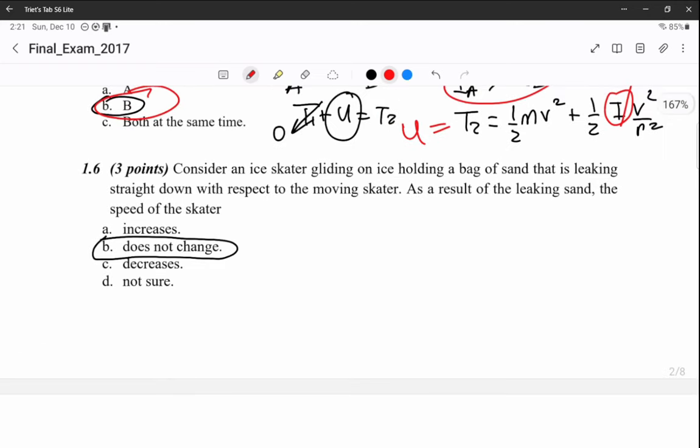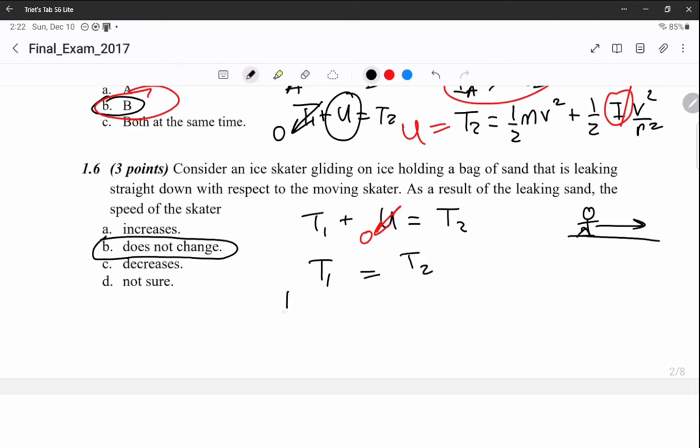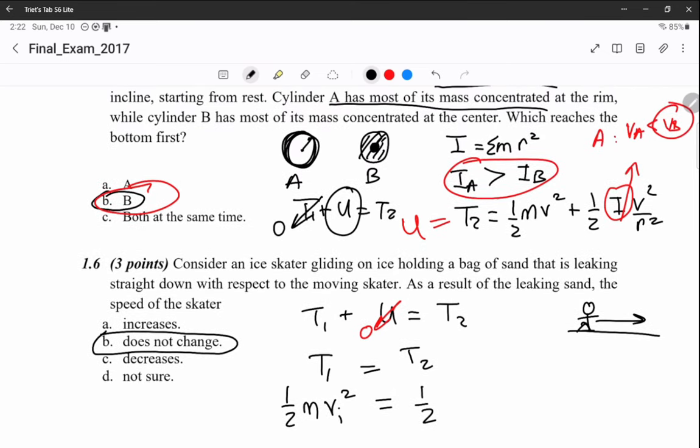6. Consider an ice skater gliding on ice holding a bag of sand that is leaking straight down with respect to the moving skater. As a result of the leaking sand, the speed of the skater, and so on. We have T1 plus U equal to T2. And this person is going horizontally pretty much, and so the U is 0, right? There's no change in potential energy. We have T1 equal to T2. T1 is 1/2 m v squared, and T2 is 1/2. You sure?